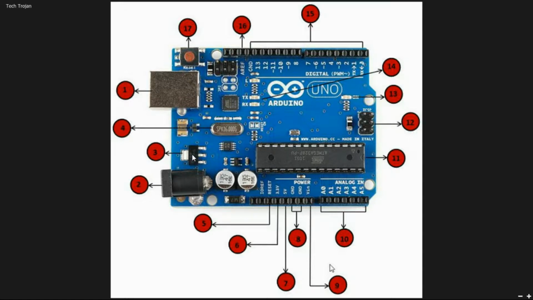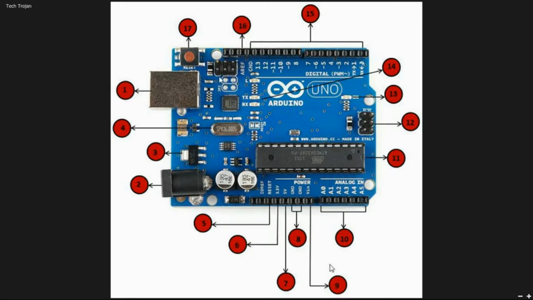Number 8 in the figure is ground. There are several ground pins on the Arduino, any of which can be used to ground your circuit. Number 9 in the figure is V-in. This pin also can be used to power the Arduino board from an external power source like AC mains power supply. Number 10 in the figure is analog pins.